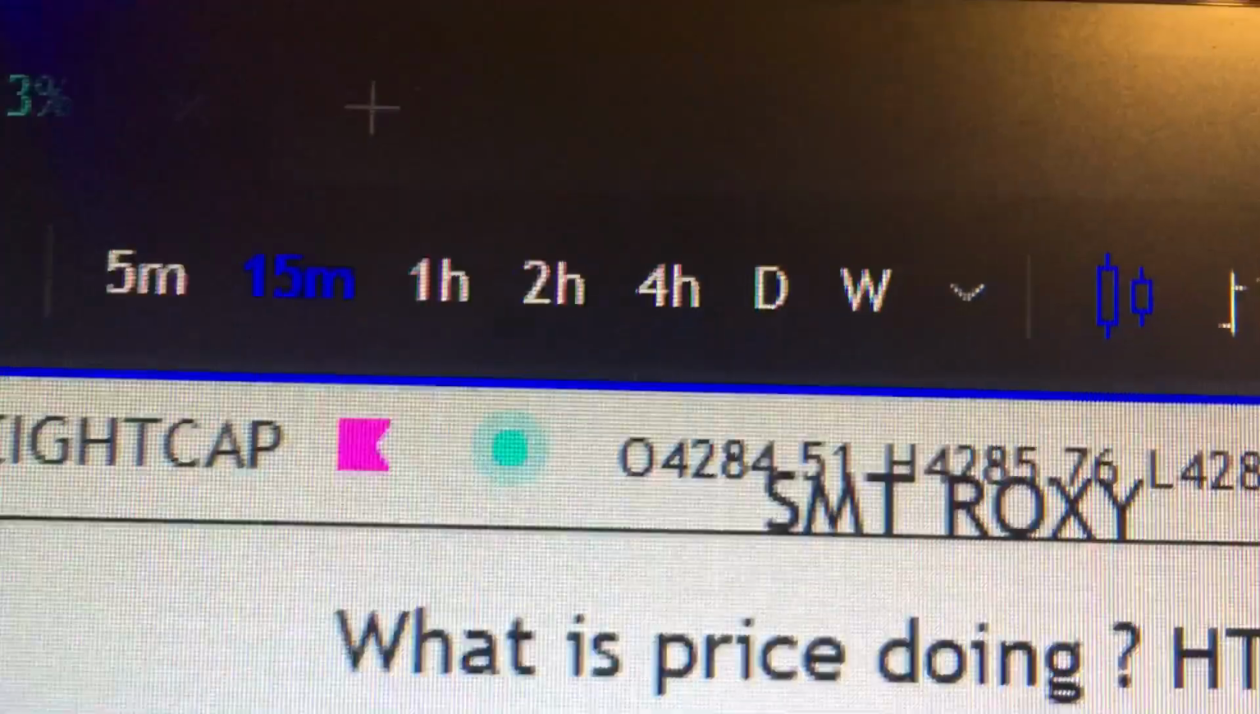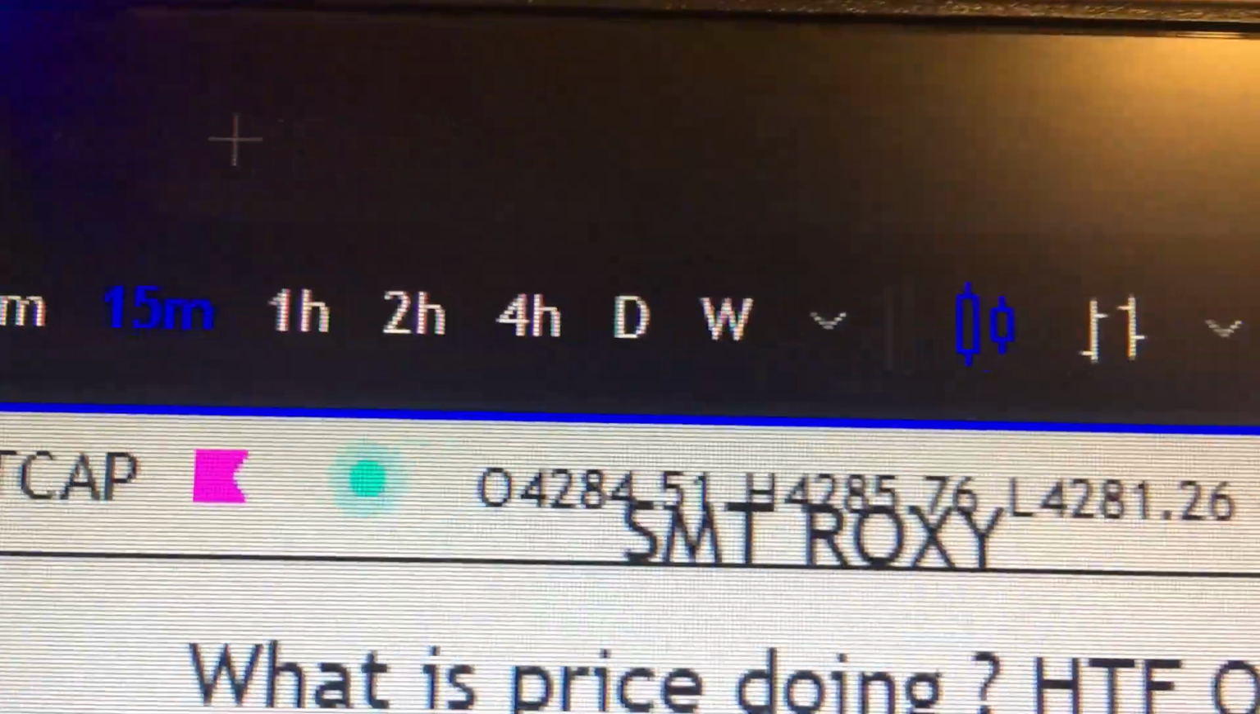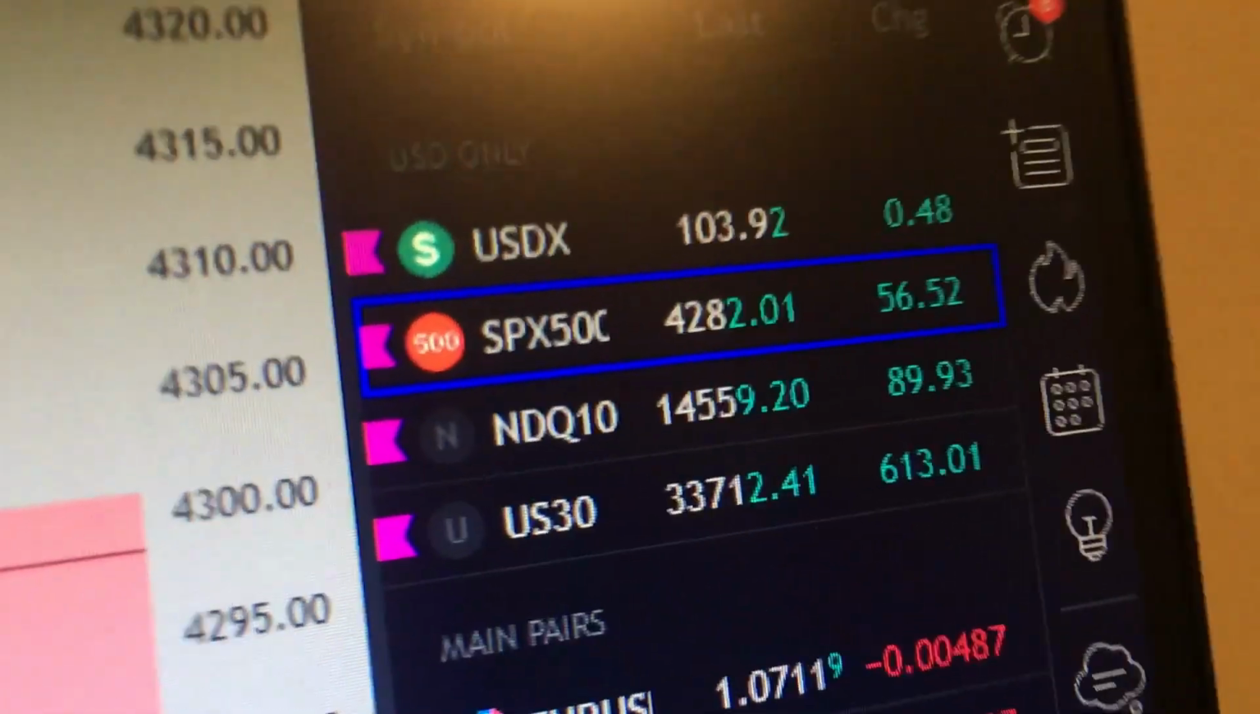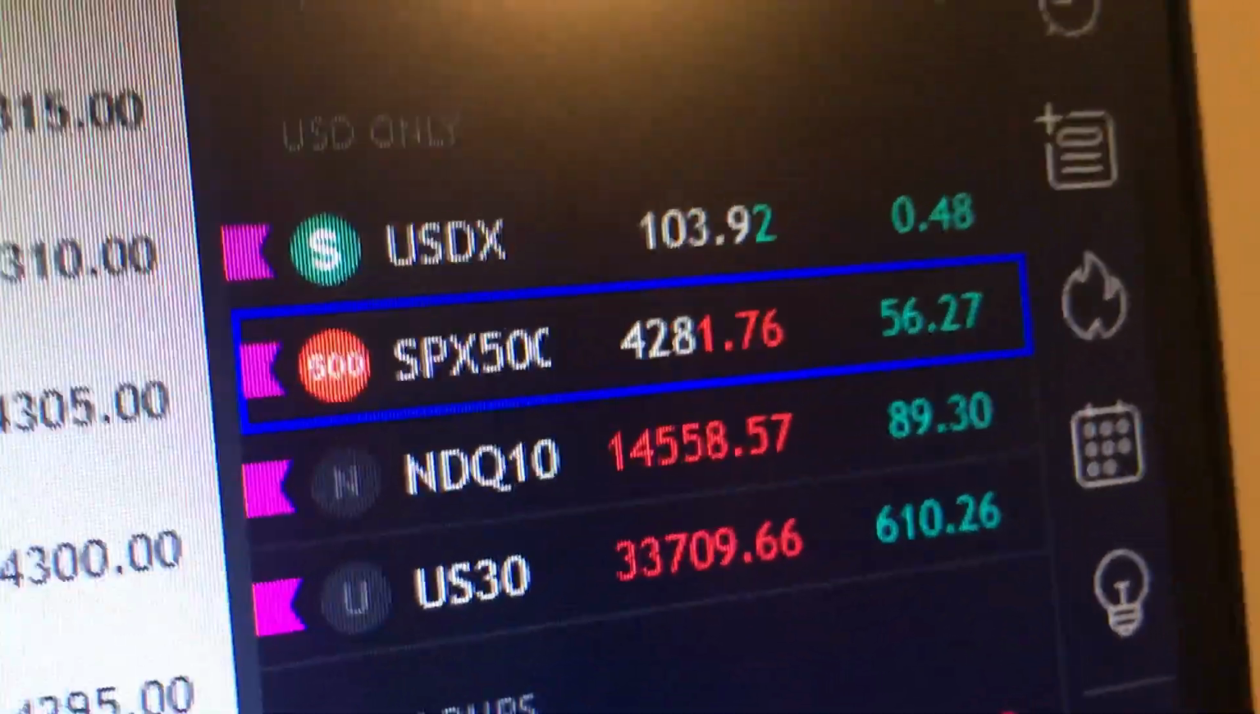Alright, so basically we changed all the time frames. These are the only time frames I'll be using: 5 minute, 15, 1 hour, 2 hour, 4 hour, daily, and then the weekly. And then we basically just drew all these.